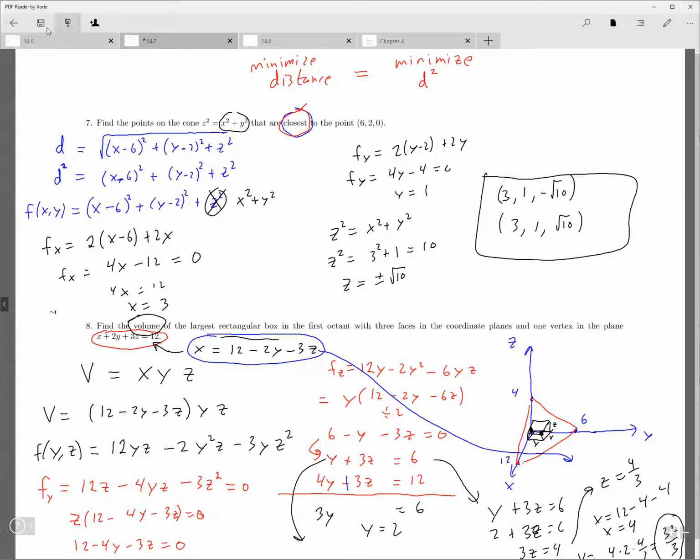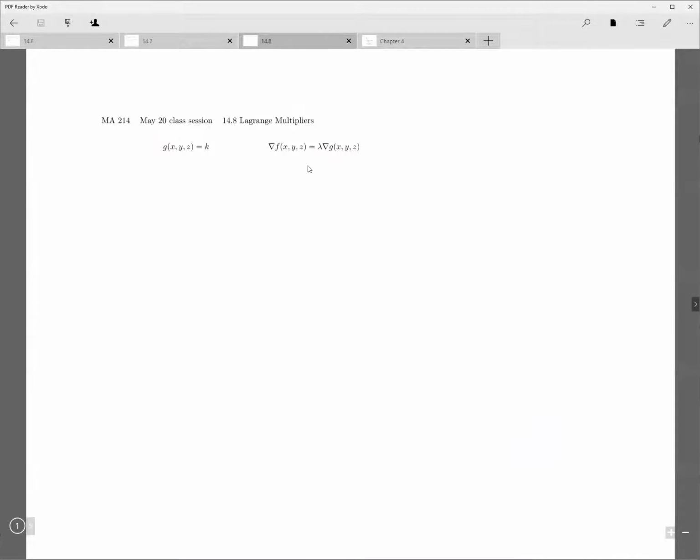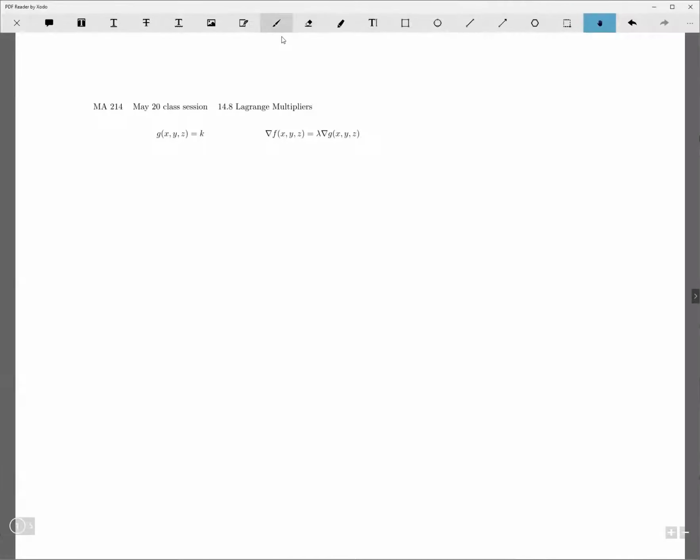Let's get into 14.8 just a little bit. This one is Lagrange multipliers. The last few problems that we just did, we could have done using Lagrange multipliers, and it might have been easier this way. But who knows? Maybe not, though. But you're supposed to learn Lagrange multipliers anyways, whether it's easier or not, I suppose.